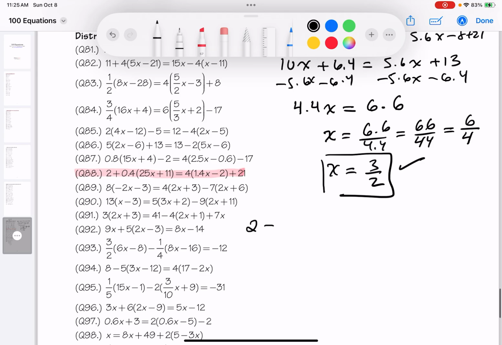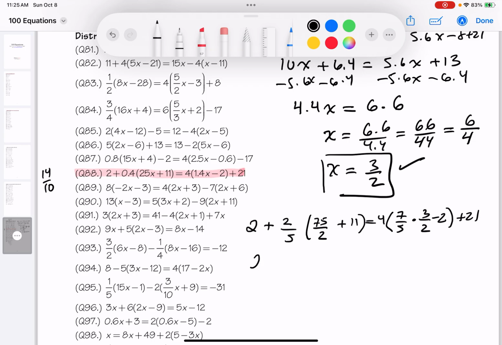So 2 plus 4/10, which is 2/5. And we're going to multiply by 3 halves now. That's 75 halves. Plus 11 equals 4. 1.4, I'm going to say 14 over 10, which is 7 over 5, times 3 over 2. That's what x is, minus 2, plus 21.